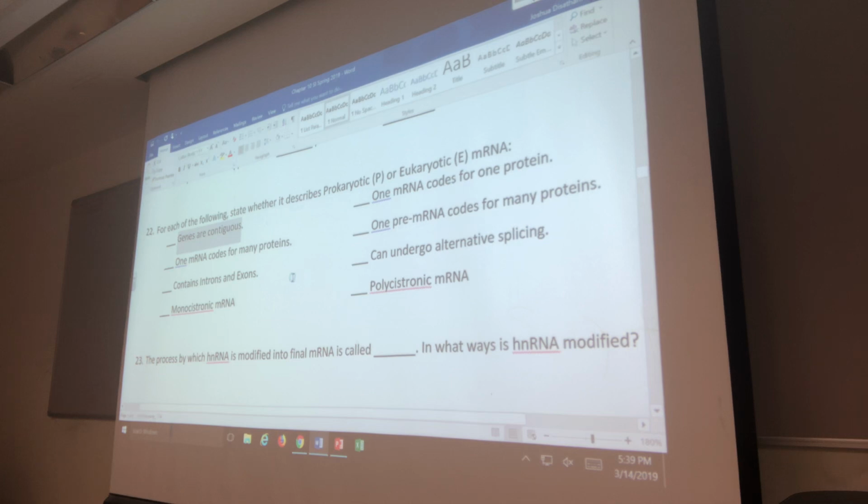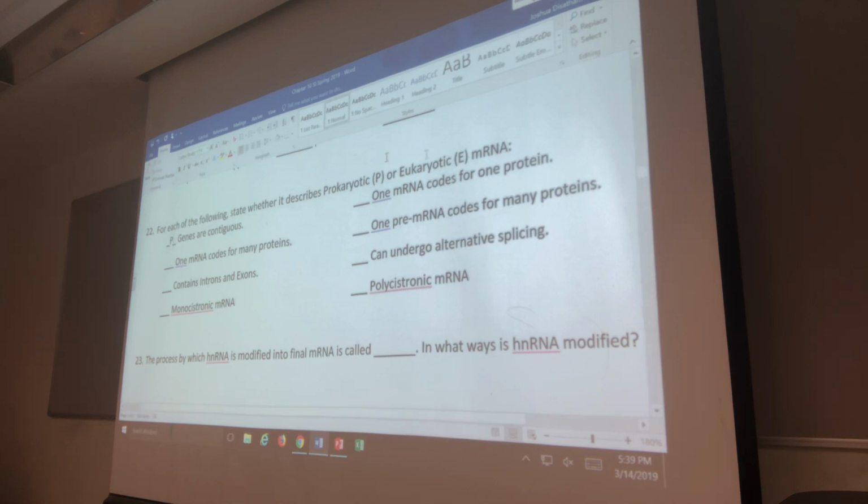Whether prokaryotic or eukaryotic, are genes contiguous with each other? Prokaryotic. Prokaryotic genes are right next to each other. There are no gaps between genes, so they are contiguous, which is the same thing as continuous. So that is prokaryotic.